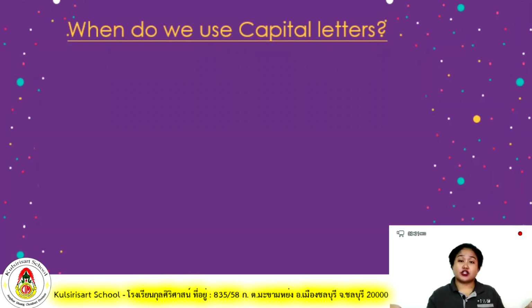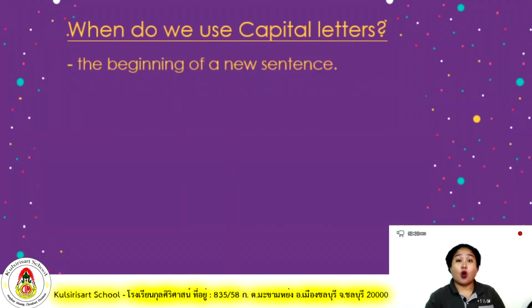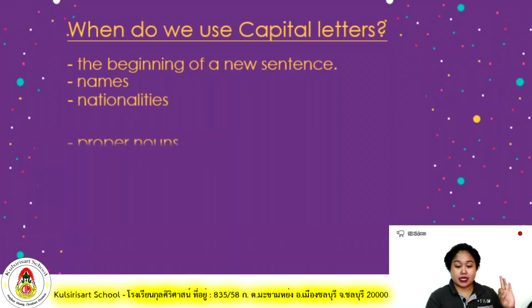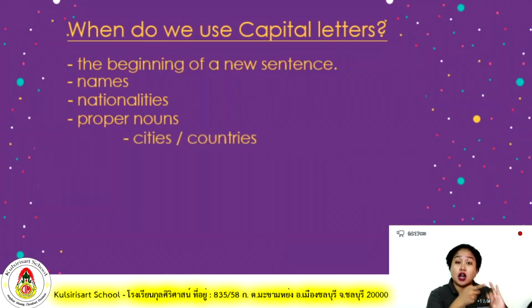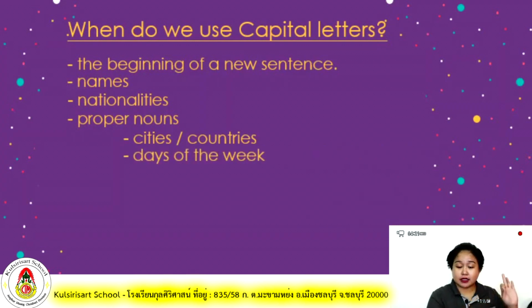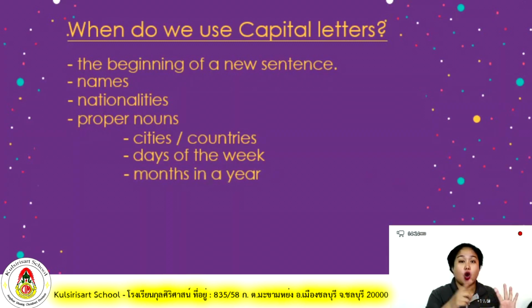When do we use capital letters? We use capital letters when we write a new sentence, or in the beginning of a new sentence. We also use capital letters when we talk about names, nationalities, and proper nouns. Again, when do we use capital letters? Very good. Now, give me an example of proper nouns. We have names of cities or countries, days of the week, and months in a year. Always remember that.